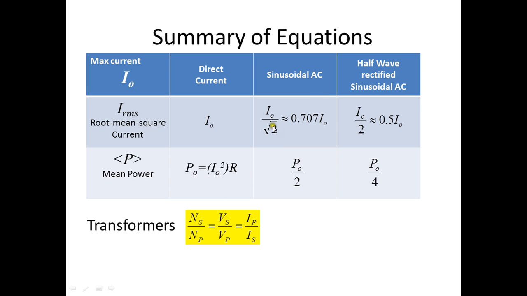For a sinusoidal current, we have found that the root mean square current is essentially the maximum current, I naught, divided by square root 2. Same for V_RMS, which is V naught over square root 2. The power is half of the maximum power. And in this recorded video, we found that for a half-wave rectified sinusoidal alternating current, the root mean square current is essentially the maximum current divided by 2. Very easy to remember. And the mean power is a quarter of the maximum power.